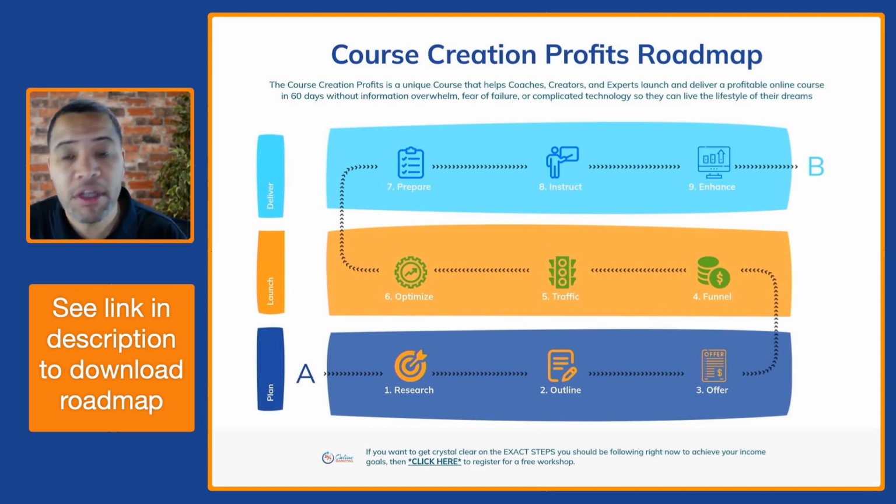We can outline our course and put that information into our course. So now we create our outline for our course. The next thing we've got to do is create our offer for our course, because what we're going to do, guys, is pre-sell our course. We're not going to just automatically jump straight in and start creating content for our course.